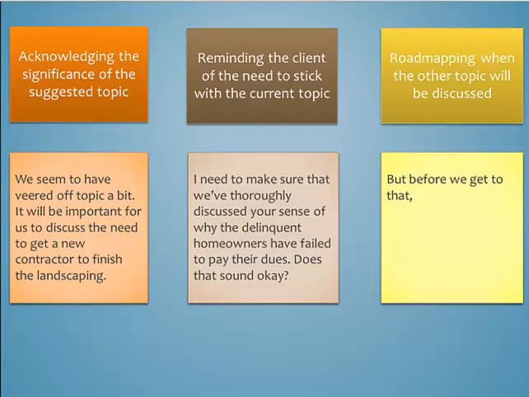Notice the words that the lawyer uses to acknowledge the significance of the suggested topic. Notice here that the lawyer roadmaps when the other topic will be discussed, and then reminds the client of the need to stick with the current topic.